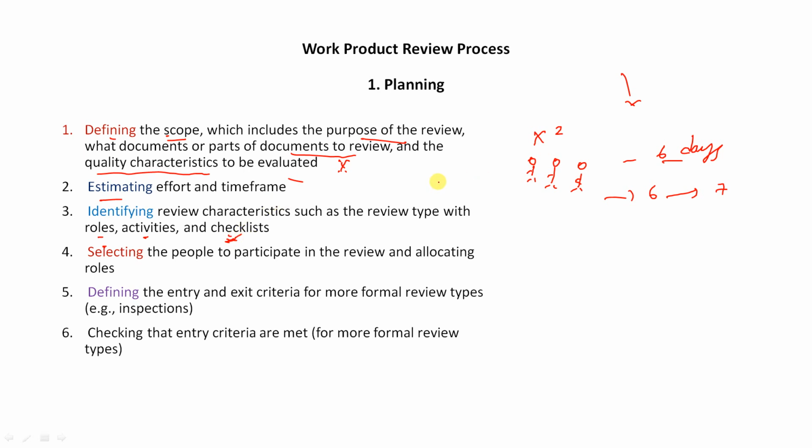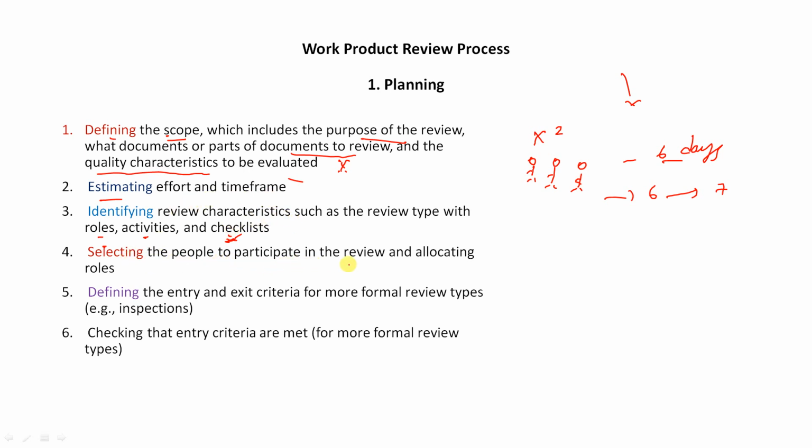Without a checklist, you should not plan for a review, first of all. Nowadays most companies are doing reviews without a checklist, so there is no proper checklist or proper documentation. It has to be followed, because as we are reading this, we follow this process. Without following this process, studying is a waste.